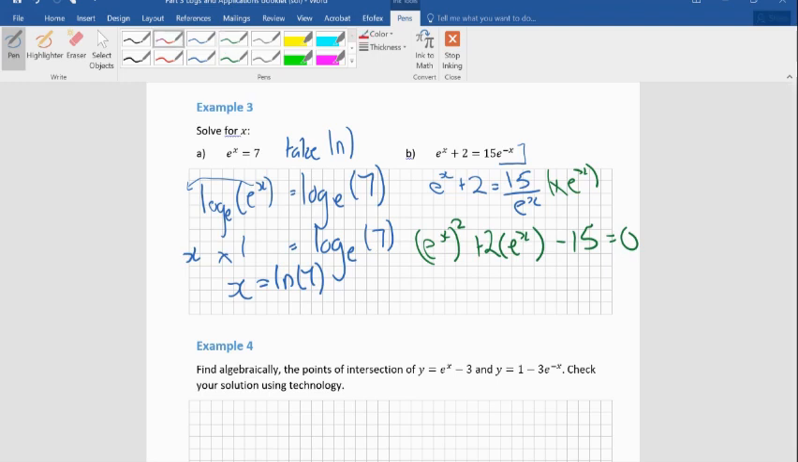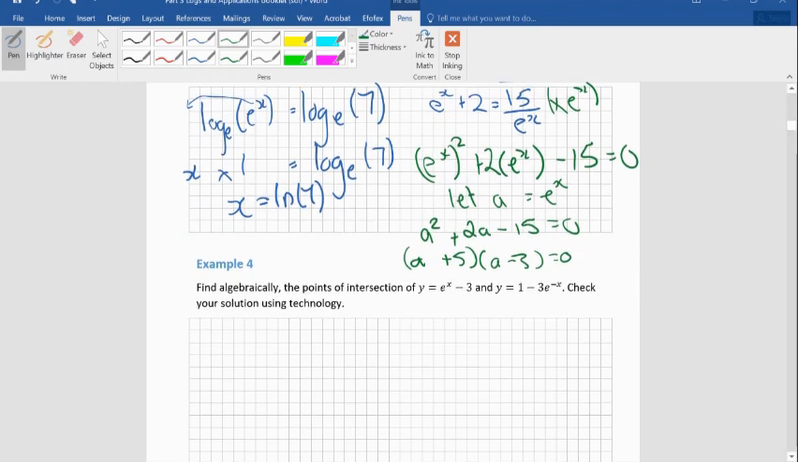So when you see something like that, the reason why it's quadratic is you might not see it, but I'll just call it a letter. If you let e to the x equal a letter, you've really got a squared plus 2a take 15 equals 0, right? So we can factorize that now. So you've got a plus 5, a take 3 equals 0. We're going to run out of space, so I'm just going to put the rest down here.